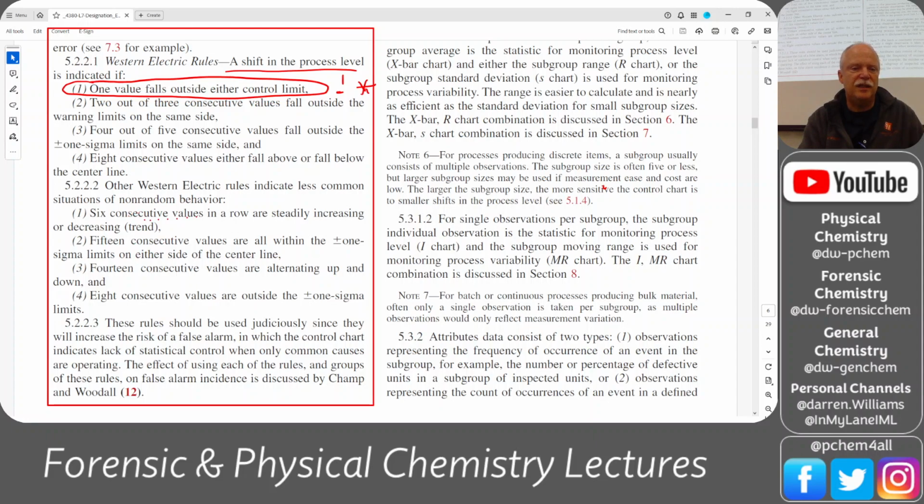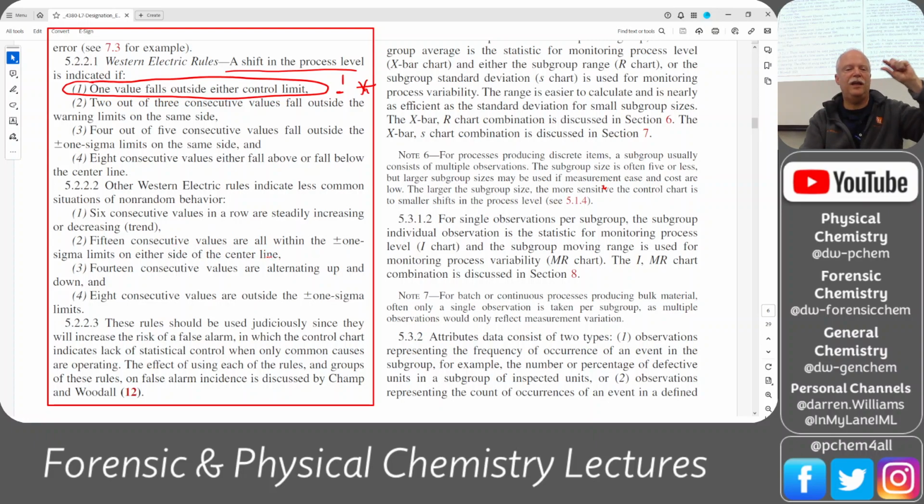Okay, so 6 consecutive points in a row that are increasing or decreasing. So you're starting to see a trend. So they're not outside the limits, but they're moving up. Okay. Again, that's even less likely than 6 just above the mean, but 6 always above each other. Then you're seeing a trend.